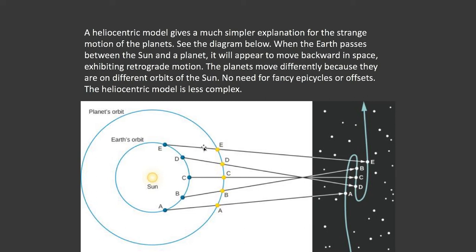The explanation for it in the heliocentric model is just simple. The Earth is passing underneath that planet. You don't need epicycles. You don't need any of the offsets that you would in the geocentric model to explain it. So when I say that the heliocentric model is actually simpler, this is what I mean.